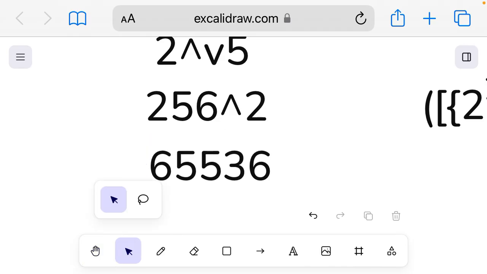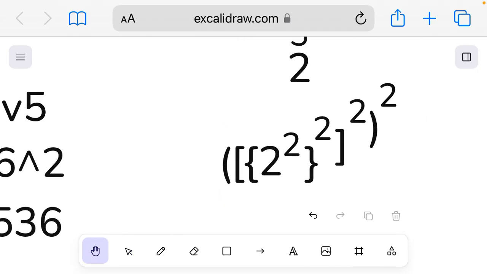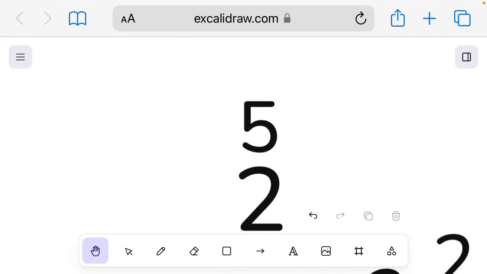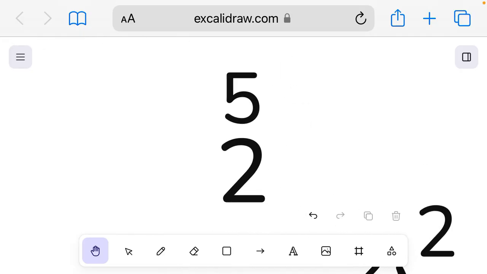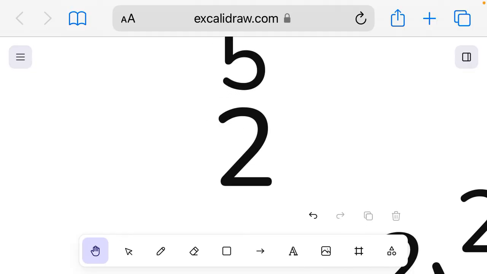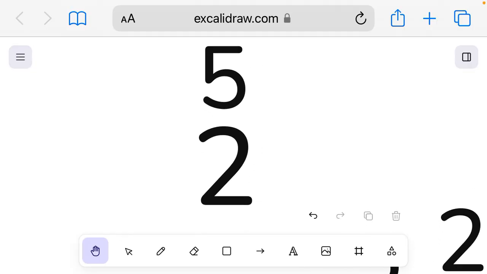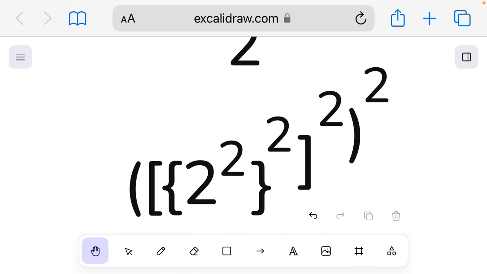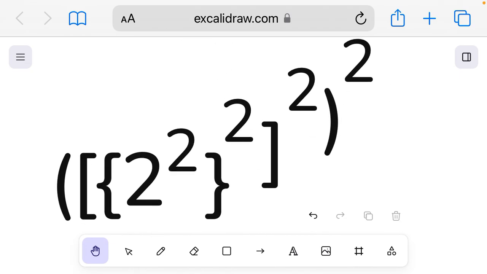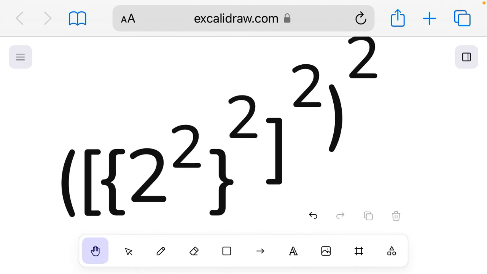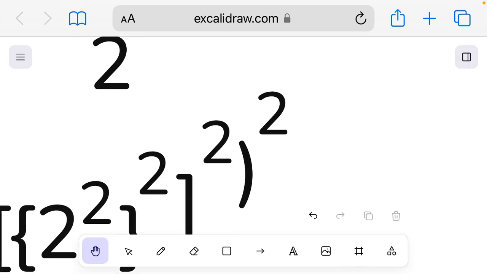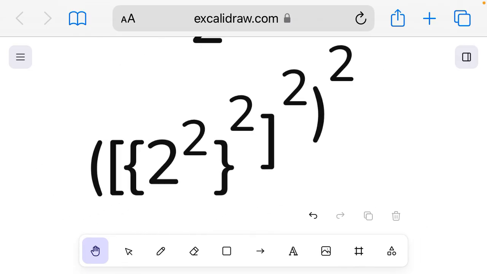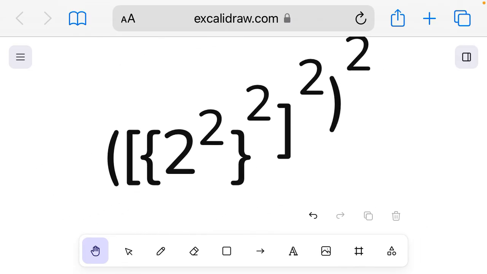But anyway, let's move on to the other notation. We have 2 left tetrated to 5. And if you want to write it, it's like this. So we have 2 squared squared squared squared. That's a lot of saying squared.